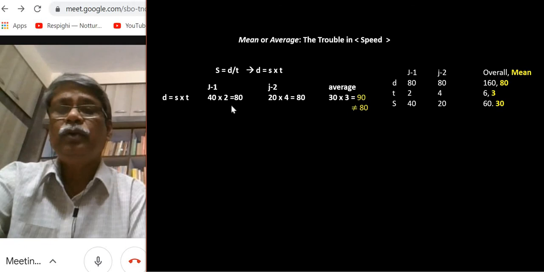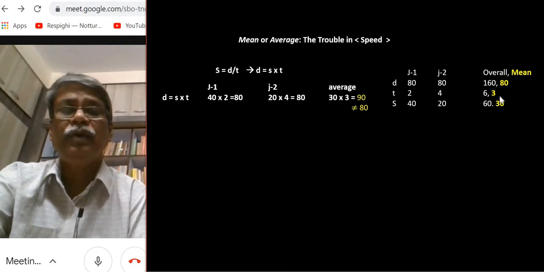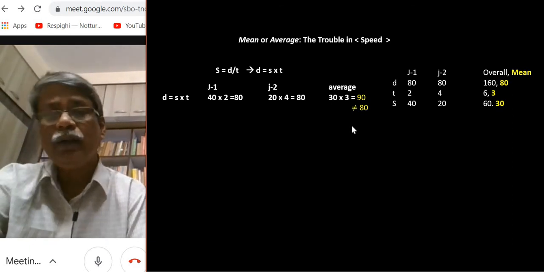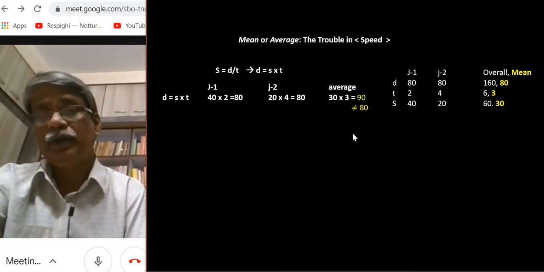40 into 2 is 80, 20 into 4 is 80, but 30 into 3, that means the average speed into average time, should give you the average distance, but that is not the case here. And one more thing we can calculate: you may be interested in the total distance traveled.